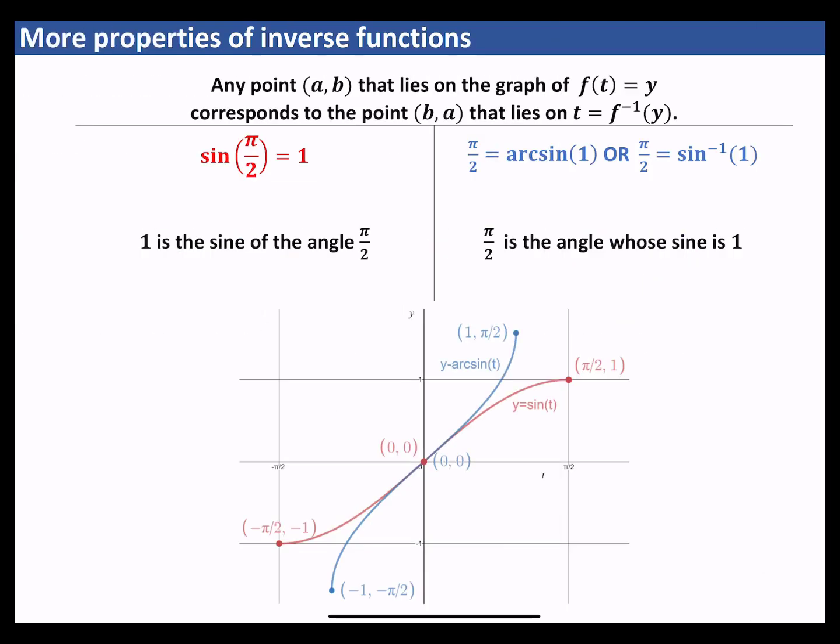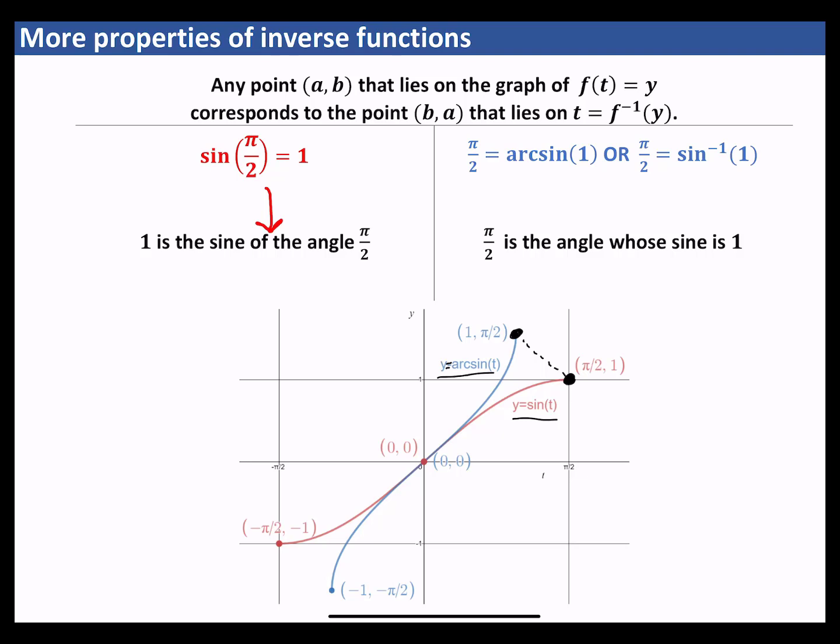Another property of inverses we learned is that any point (a, b) that lies on the graph of f of t equals y corresponds to the point (b, a) that lies on the graph of t equals f inverse of y. For example, we know that (pi over 2, 1) is on the graph of the restricted sine function, and so (1, pi over 2) lies on the inverse sine function. Using function notation, we can say that the sine of pi over 2 equals 1, which means 1 is the sine of the angle pi over 2.